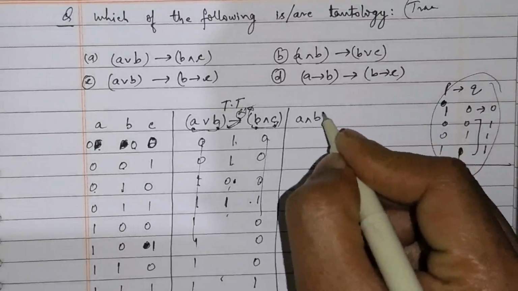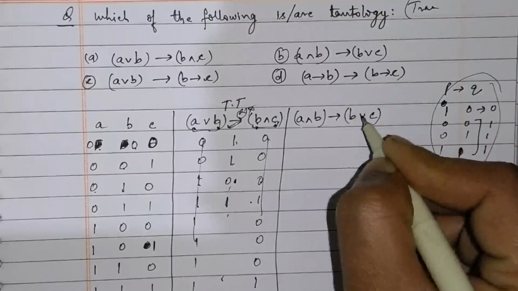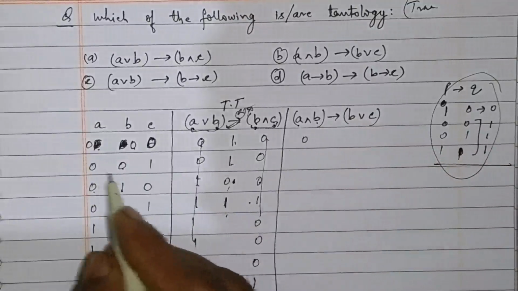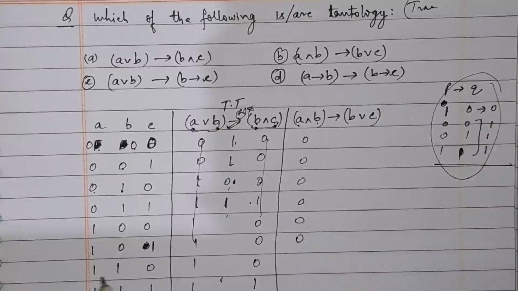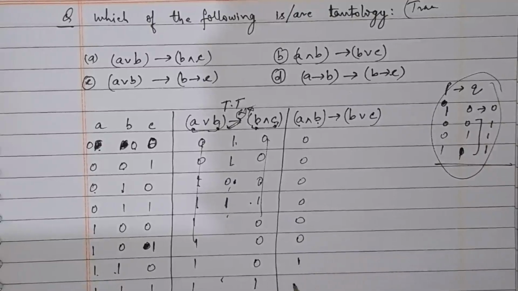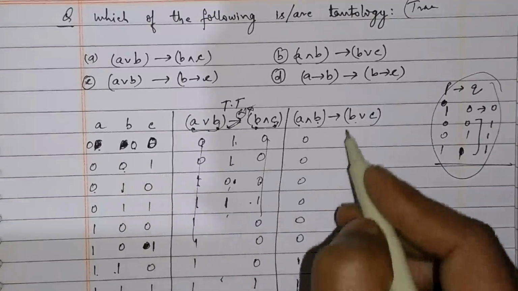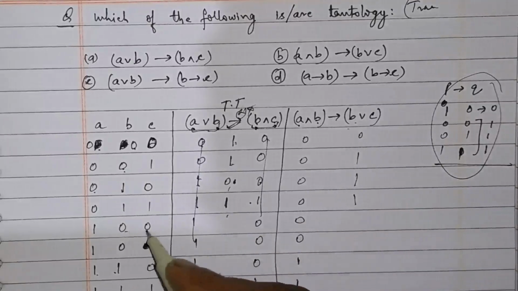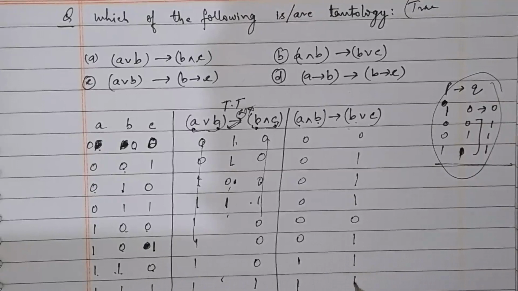A and B imply B or C. So A and B: 0 0, 0 0, 0 1, and 1 1, so it is 1. B or C: 0 1, 1 1, again it is 0. Anyone is 1, so it is 1. Anyone is 1, so it is 1. Both are 1, so it is 1.